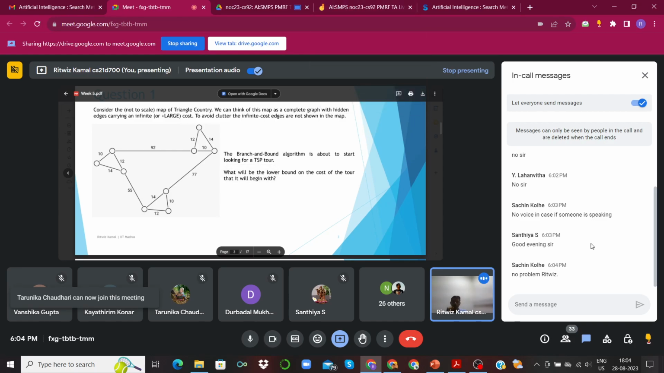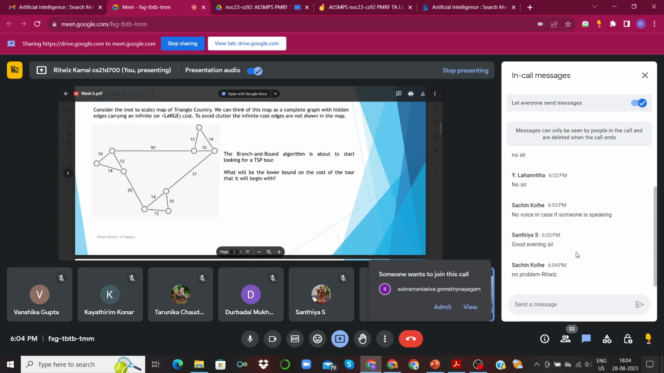Remember that we are asked here about the lower bound on the cost of the tour, and as I said in the beginning, the hint is that it may or may not be a valid tour. If we try to represent this particular map in the form of a table, where the rows and the columns are all represented by the different nodes of the graph, it could simplify the problem for us to quite an extent.